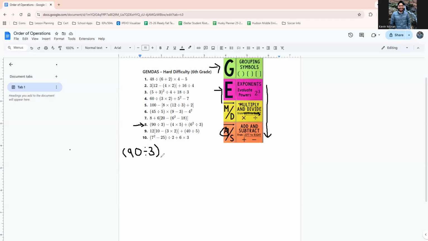So that's the quantity of 90 divided by 3 minus the quantity of 4 times 5 plus the quantity of 6 squared divided by 3. Okay, let's get started. Groups.